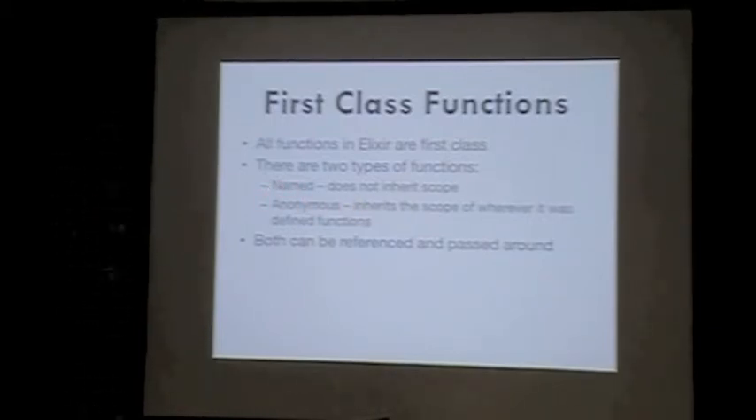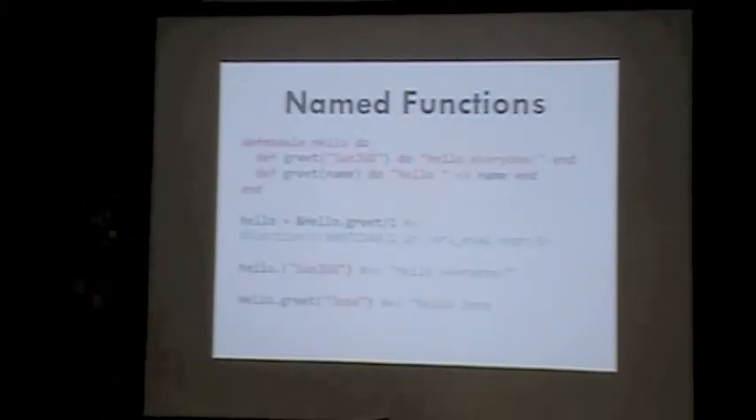There are named functions, which are stored in a module, and they are identified by the module name, the function name, and the arity of the function. And then there's anonymous functions, which are just functions that are defined and assigned to a variable. They have no name. Anonymous functions inherit the scope of wherever they were defined. So the function that defines an anonymous function, that anonymous function will inherit the scope of the function that created it. Both types of functions can be referenced and passed around, so you can assign them to variables like we're doing here.